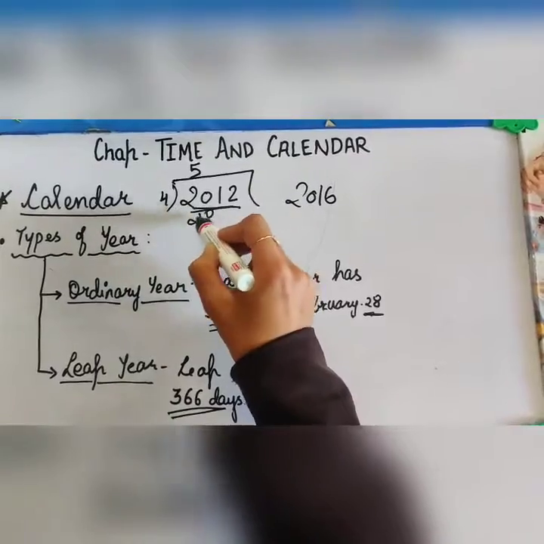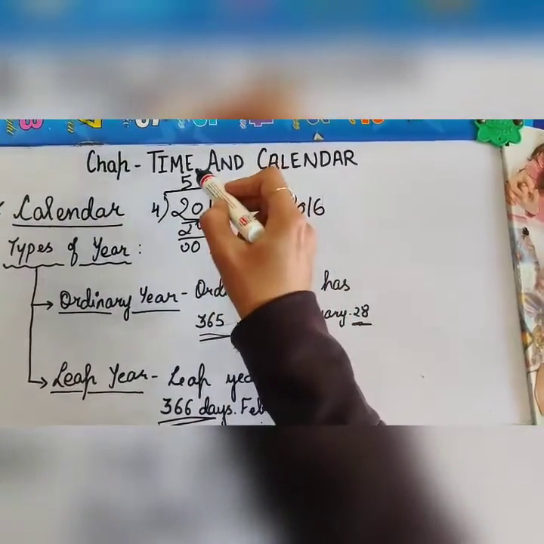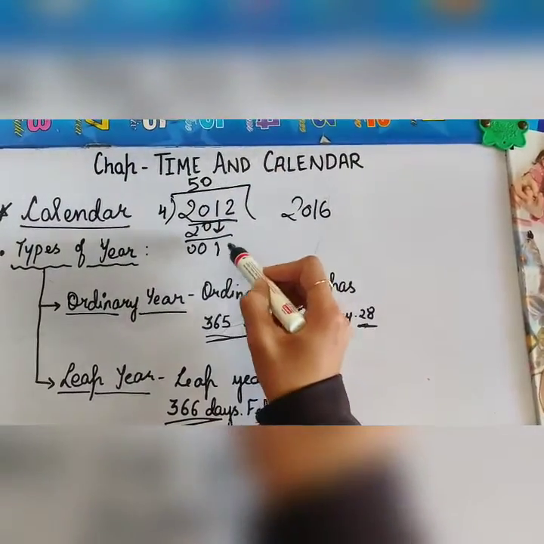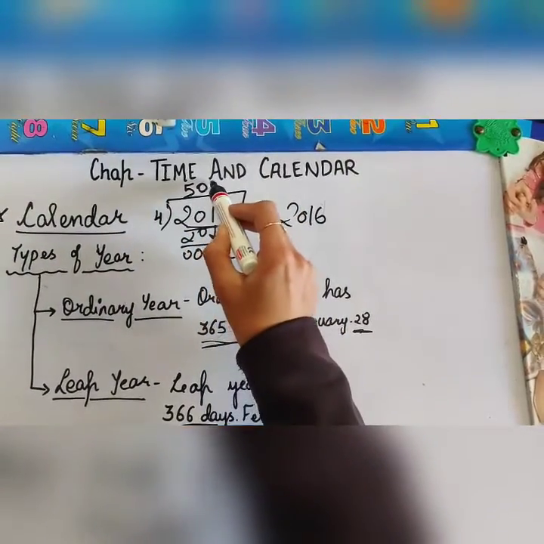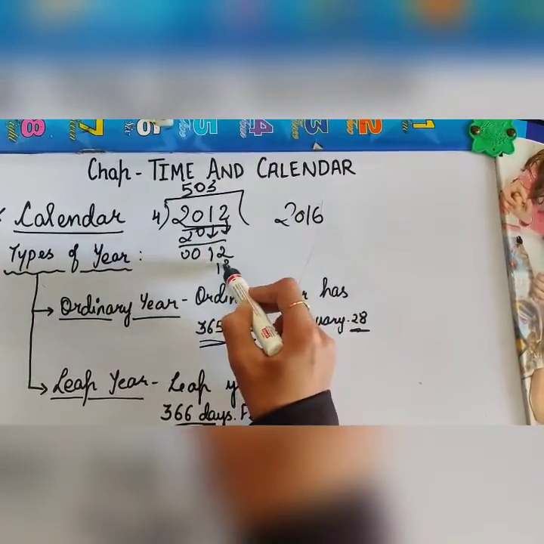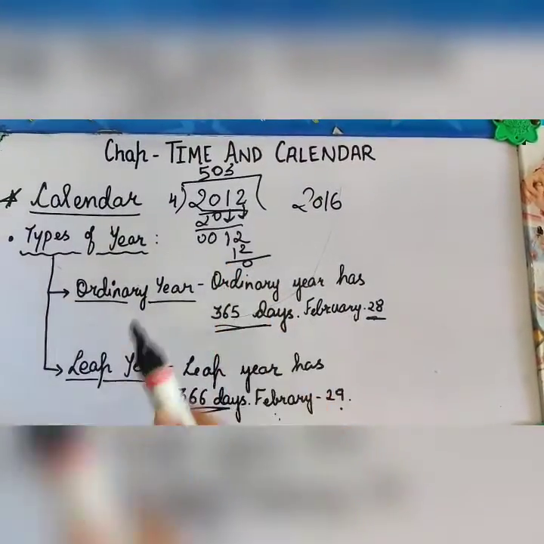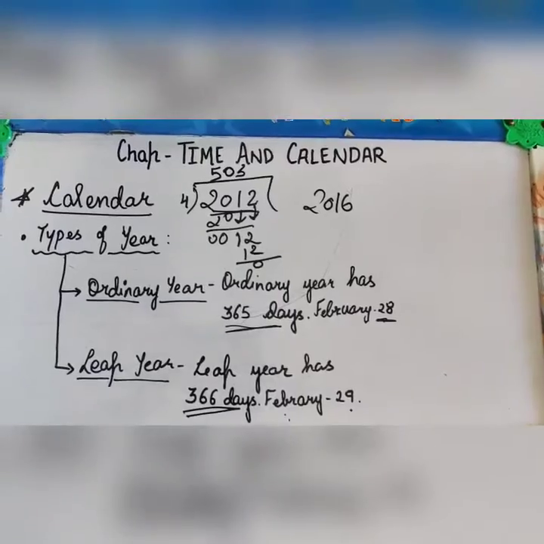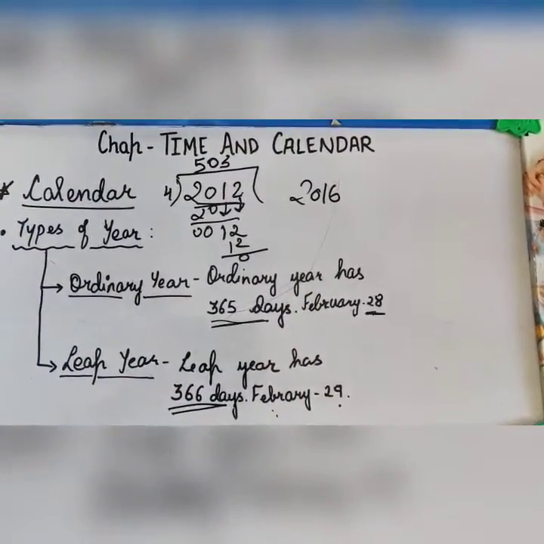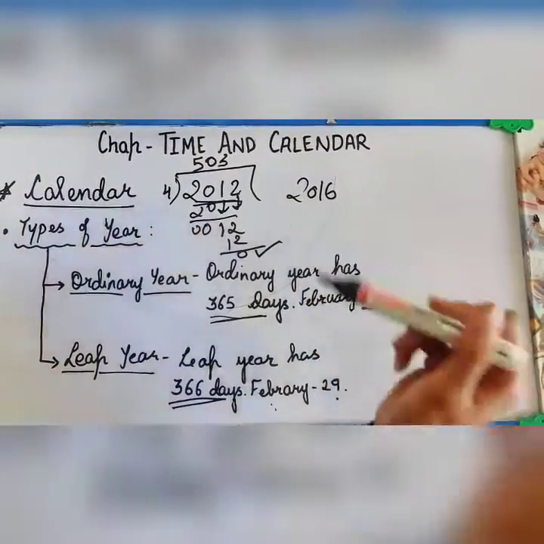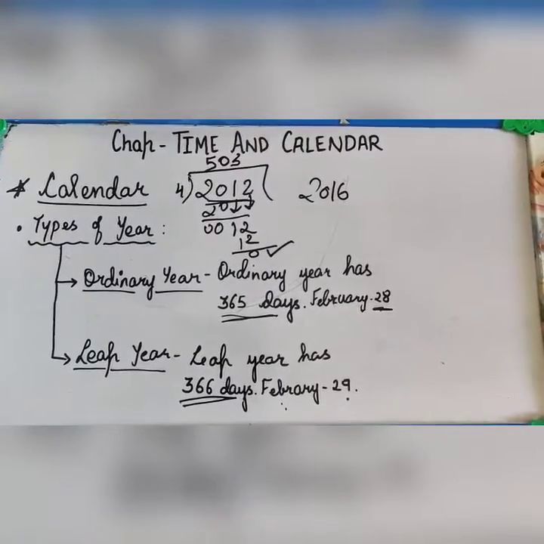4 5s are 20. Now we will bring 1 down. This is not divisible, so we will put 0. Then again we will bring 2 down, so 12. Now 4 3s are 12. So our remainder is 0. This is how we know that 2012 is a leap year. Its number should be divisible by 4. It should not give any remainder. These are the leap years.